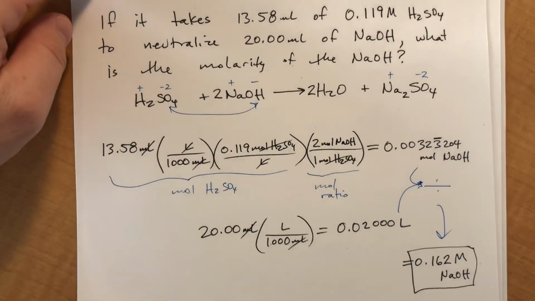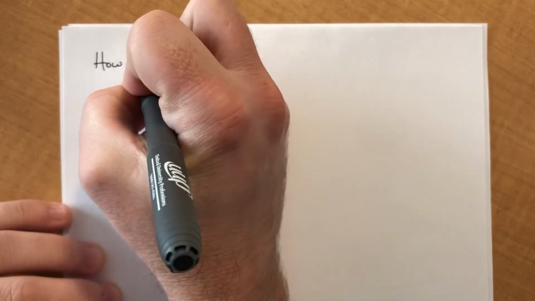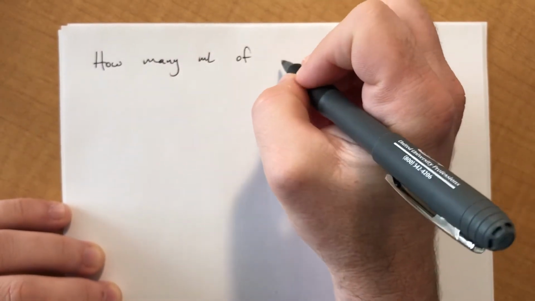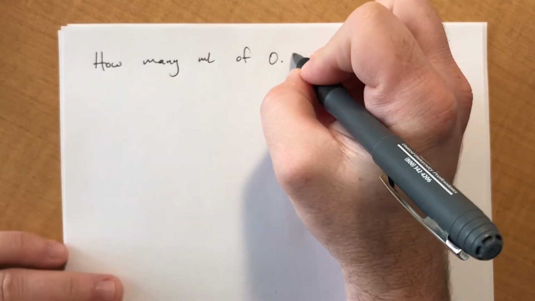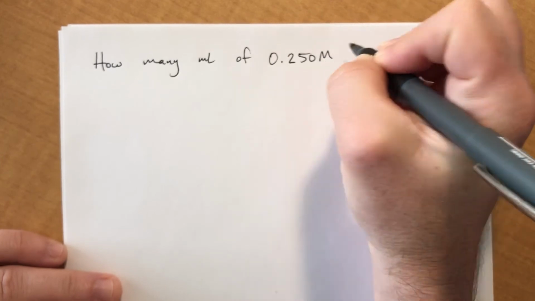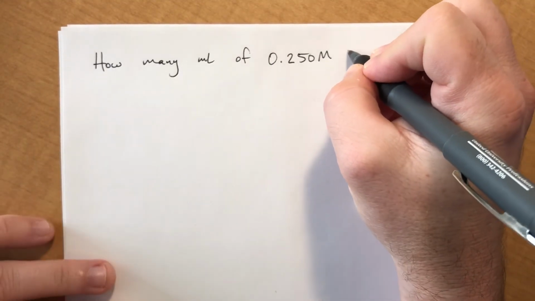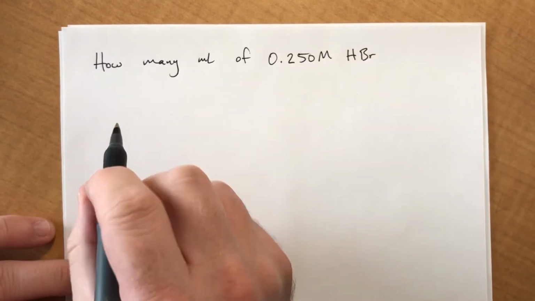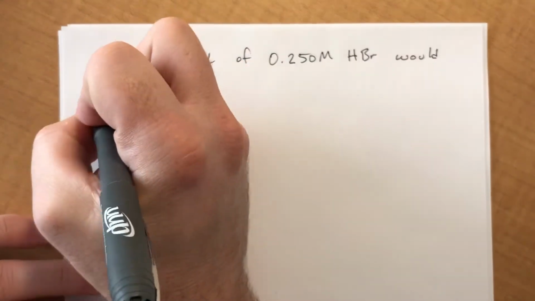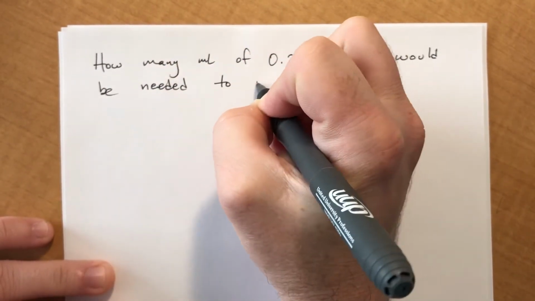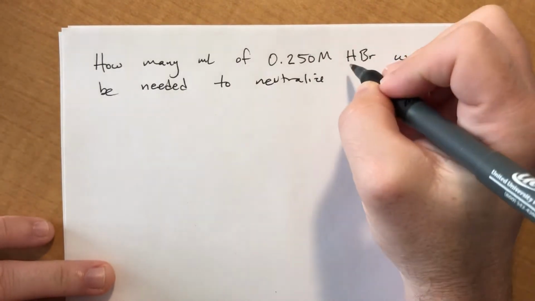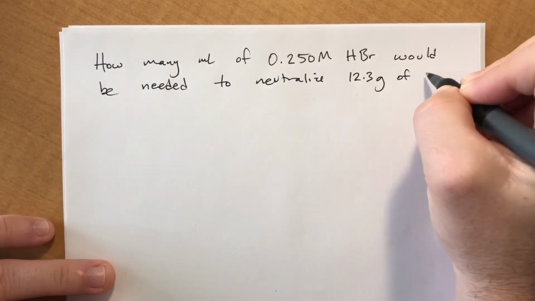Let's try one more variation that is different from those two, and we'll see how it goes. It is possible to do titrations with one of the compounds being a liquid and the other being a solid. So let's try that. We want to know how many milliliters of 0.250 molar HBr would be needed to neutralize 12.3 grams of KOH?